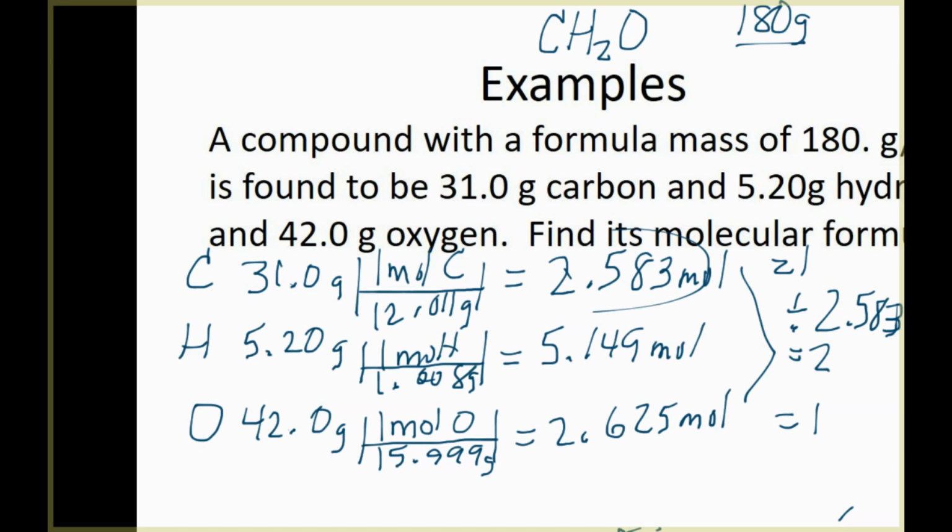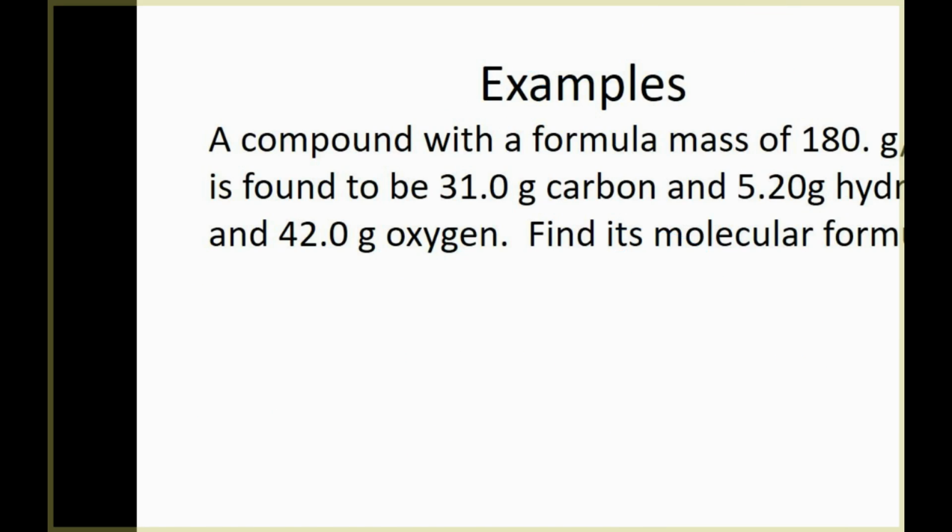So get the molar mass of this guy. Get the molar mass of what you just calculated, your empirical. So 1 carbon plus 2 hydrogens plus an oxygen. So if you add that up, it has a molar mass of 30 grams per mole. That's that molar mass. So 180 divided by 30, it's 6 times.